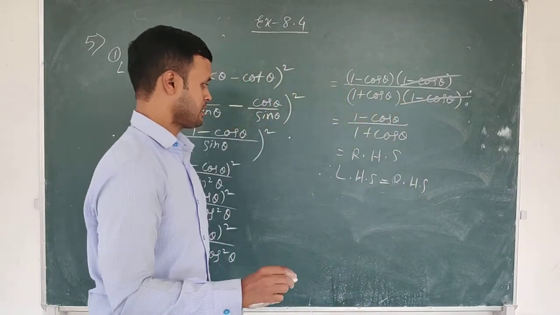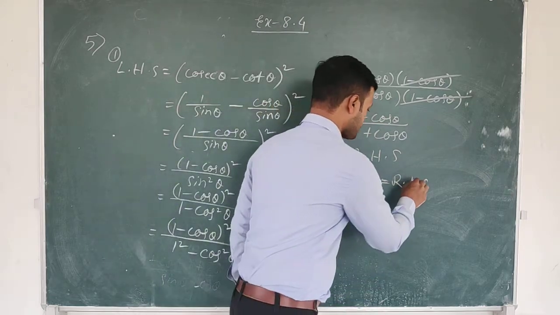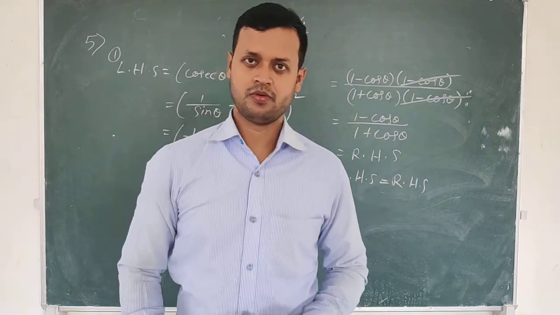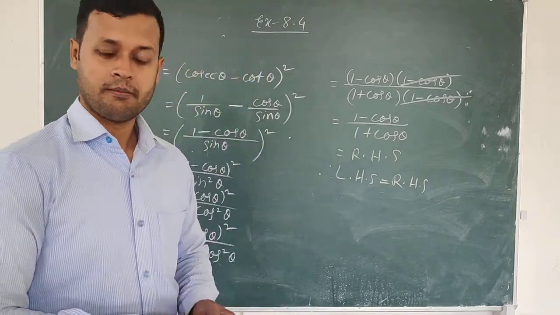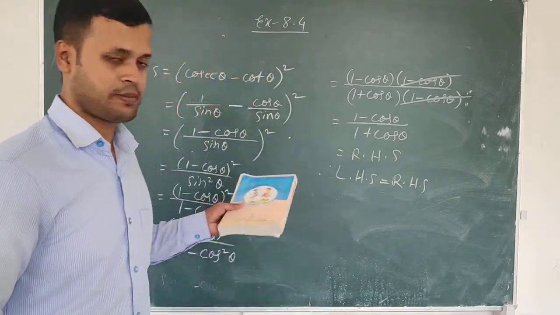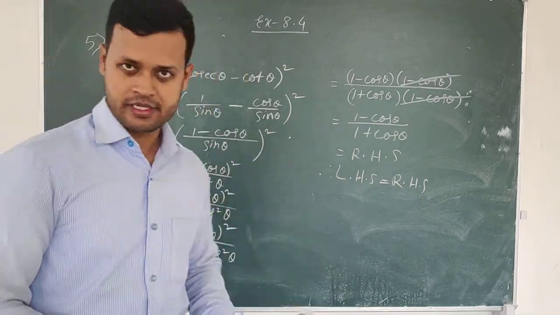We have to take trigonometric identities very seriously because you can expect one identity in your annual paper, the Class 10 board paper. You can obviously expect one identity. So you have to take these identities very seriously.